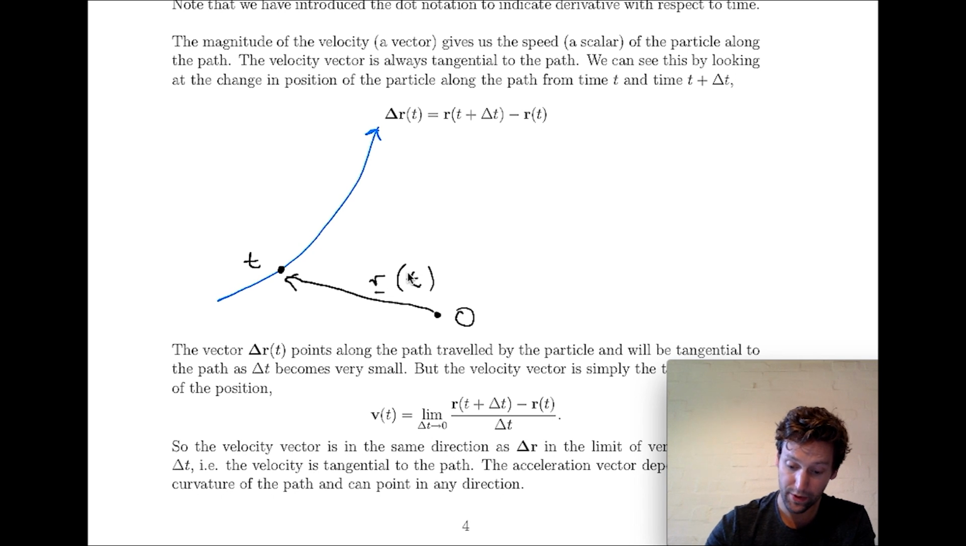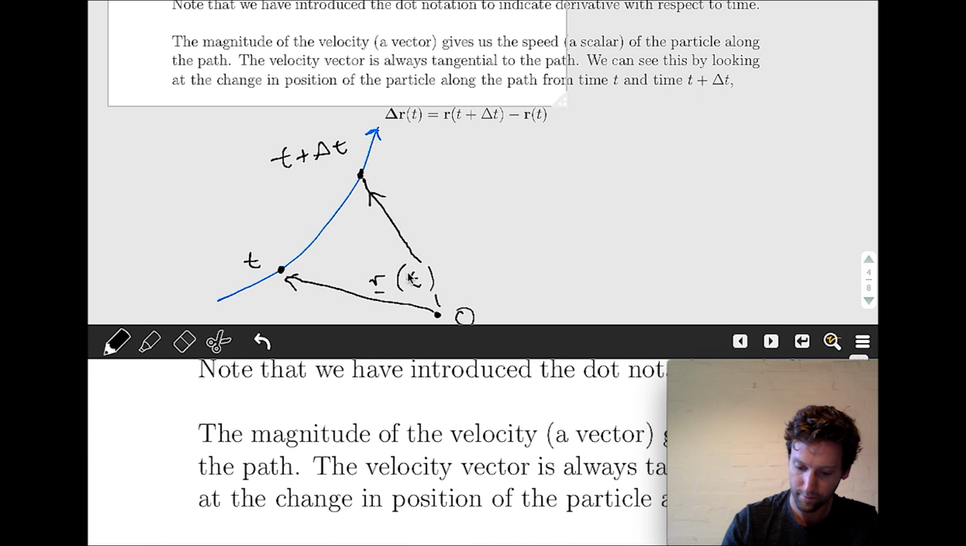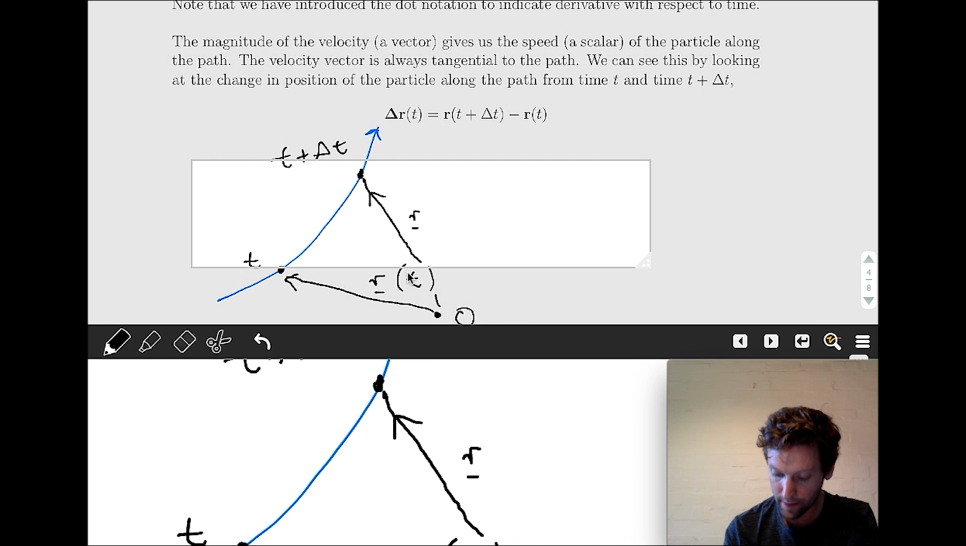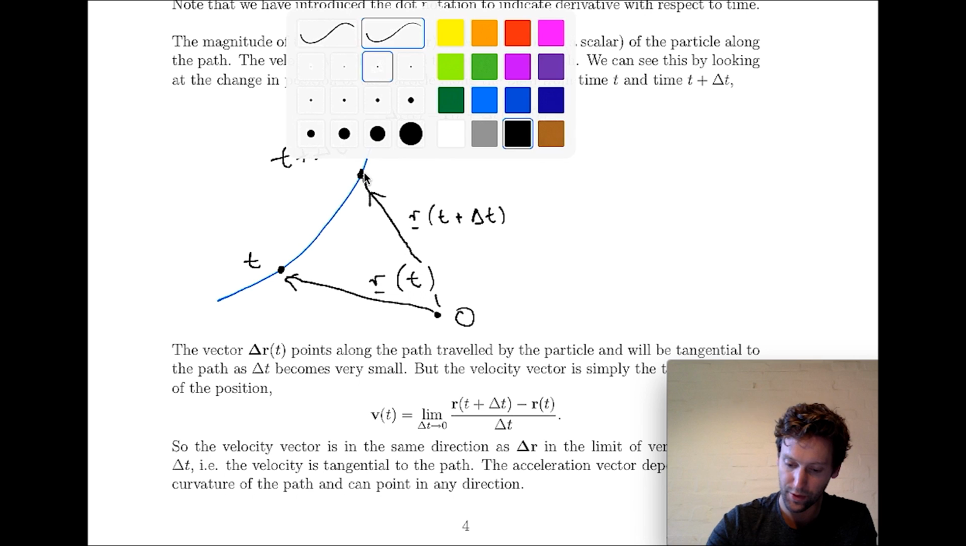Now I can also look at what happens to the particle after a time delta t. That is, what is its position at time t plus delta t. So it's located now at this point. I can again draw a vector from the origin to that position, and that vector is going to be given by r at the new time, t plus delta t. So what's happened to our particle's position during that time? Well, it switched from here to here. So I can draw an arrow connecting those two things.